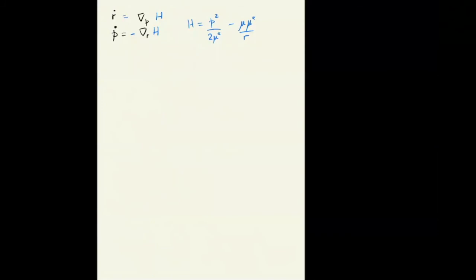So let's use these definitions here to see how the equations of motion will be. Let's take first the derivative of h with respect to p. There is only p in the first term. So what we get then is r dot is equal to p over mu star. And for the momentum, you take the derivative of the Hamiltonian with respect to r, which occurs only in the second term. So you have p dot is equal to minus mu star mu over r squared in the radial direction, so minus mu star mu over r cubed times the vector r.